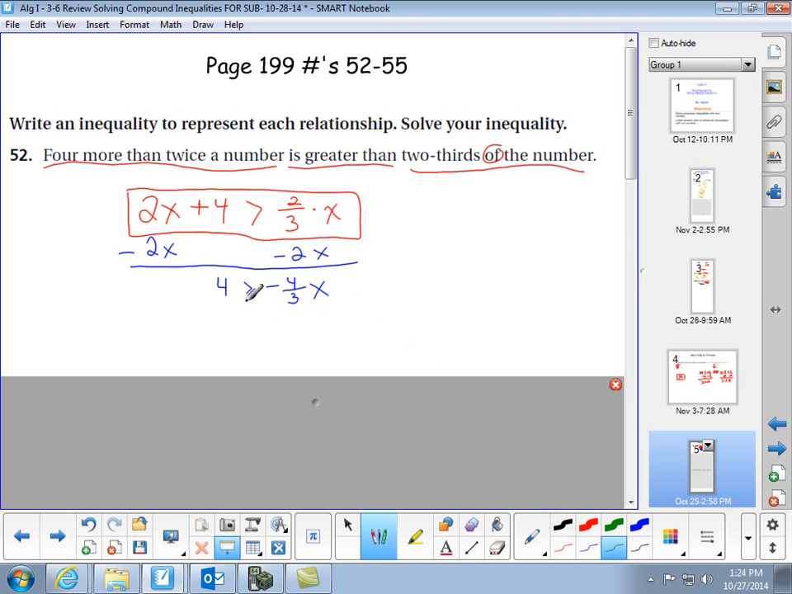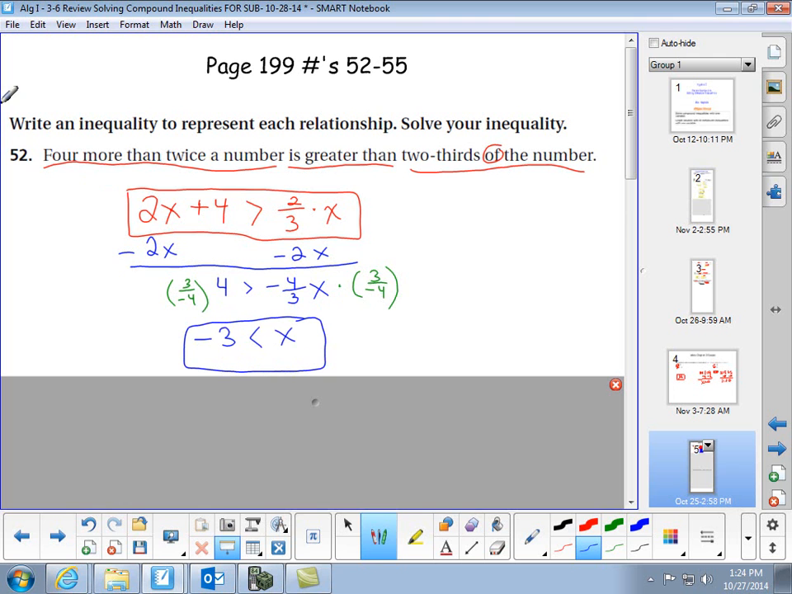Now at this point you have some options. Some of you will choose to divide by negative 4/3. Some of you will multiply by the reciprocal. It does not matter. You can do either way. But either way, I multiplied each side by a negative, or I divided each side by a negative, so I must flip that sign. I get negative 3 is less than x.